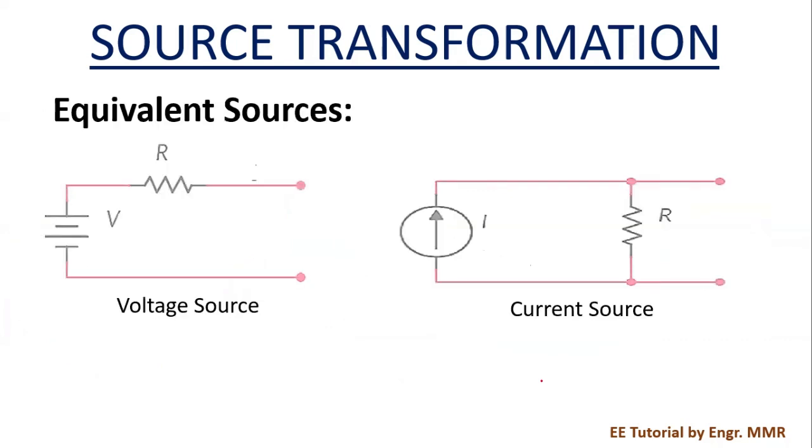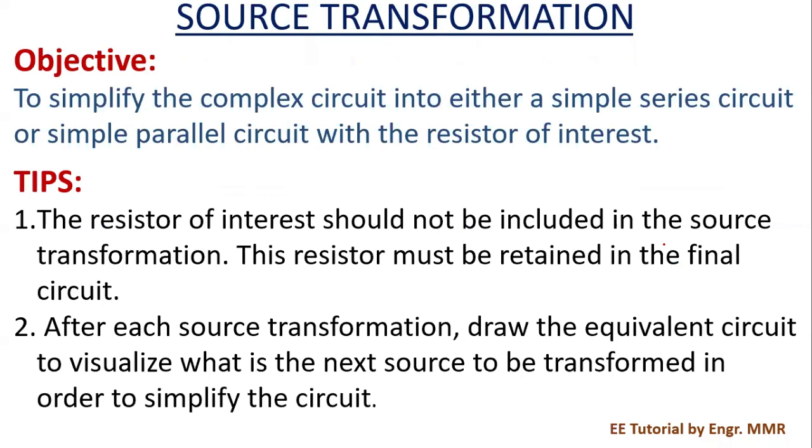Or in general, we have these equivalent sources: the voltage source, the voltage in series with the internal resistance, and this is the current source, the current and the internal resistance. Our objective here is to simplify the complex circuit into a simple series circuit or into a simple parallel circuit with the resistor of interest. How to do it?